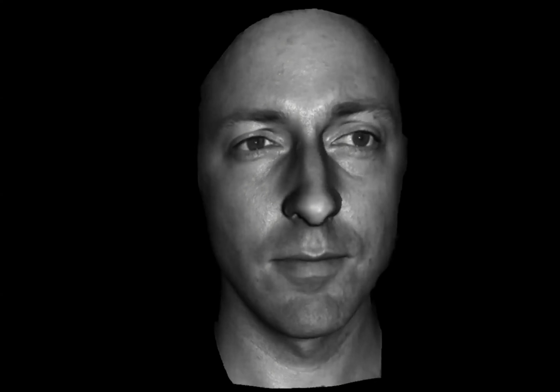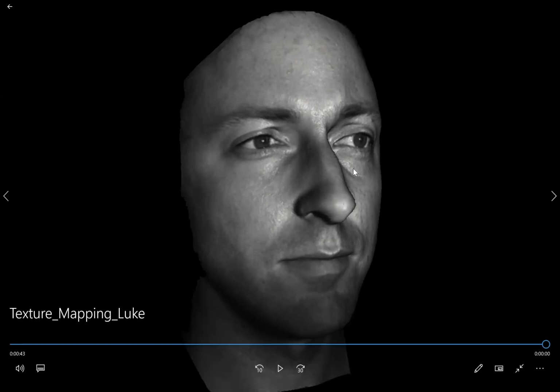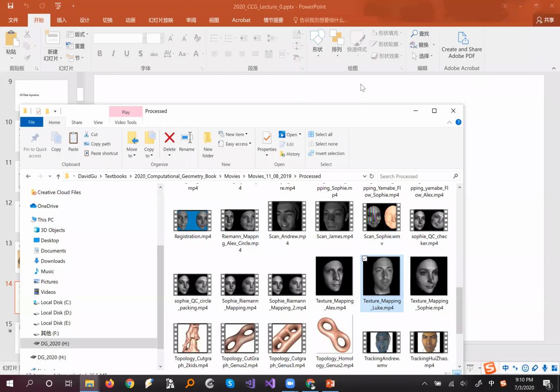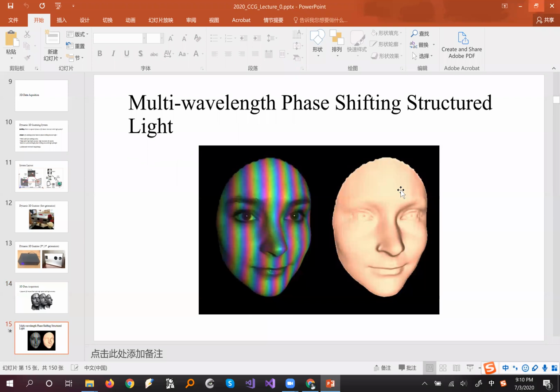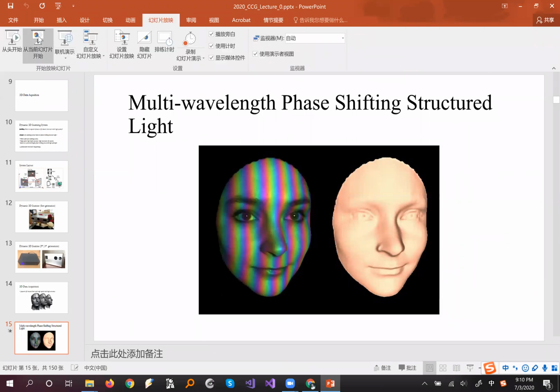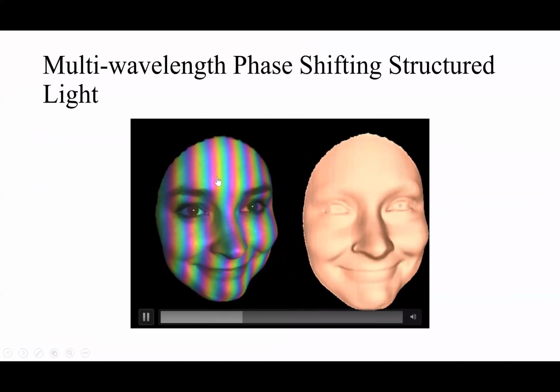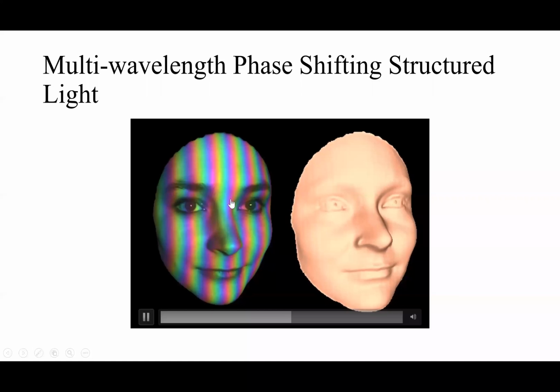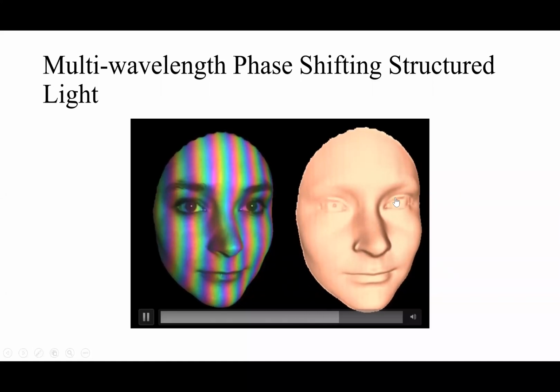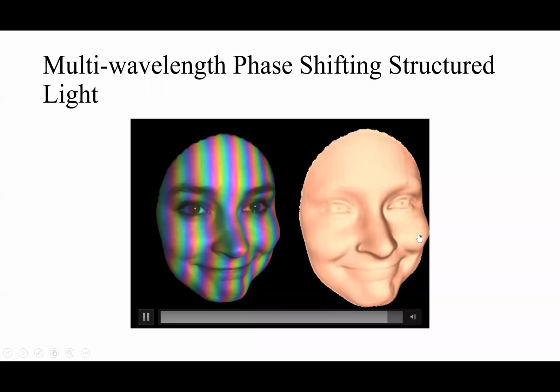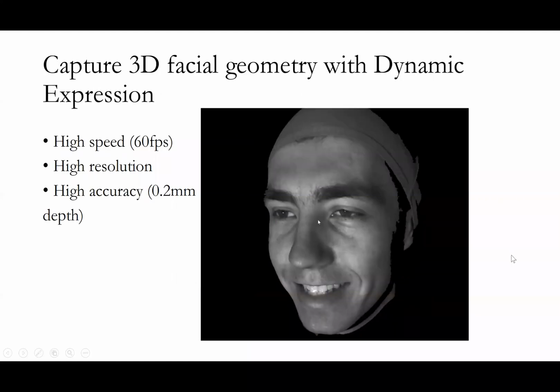Then putting in texture and lighting, we get a more vivid rendering effect. So this is one static example, but the scanner is really fast. We can capture 3D dynamic images, like this one. On the left, you'll see the human face with the structured light. From this video, we can recover the 3D geometry on the right. By some kind of computation method, we can find that.